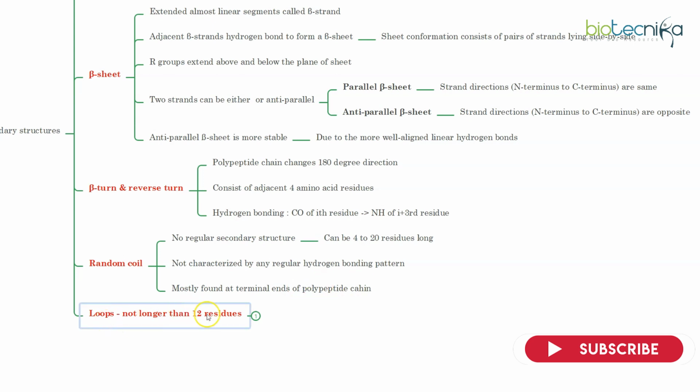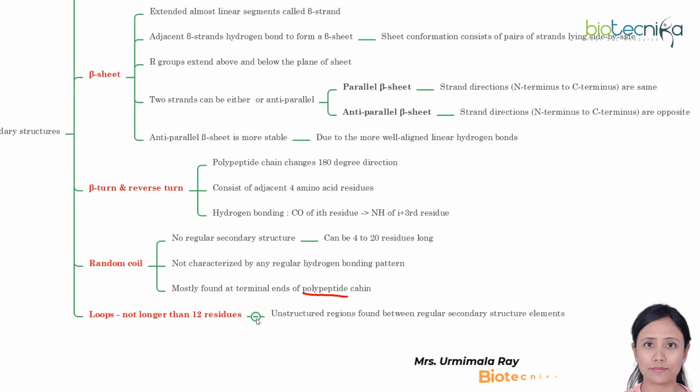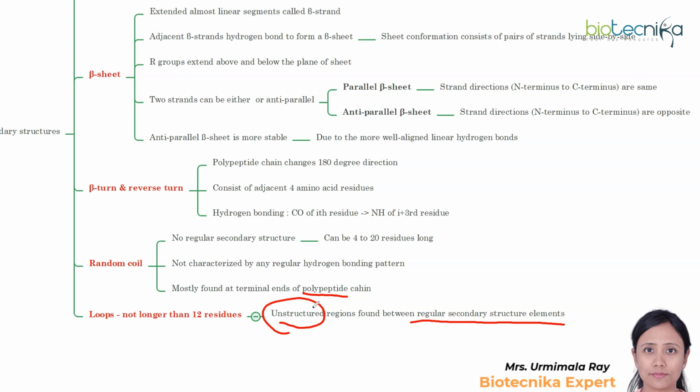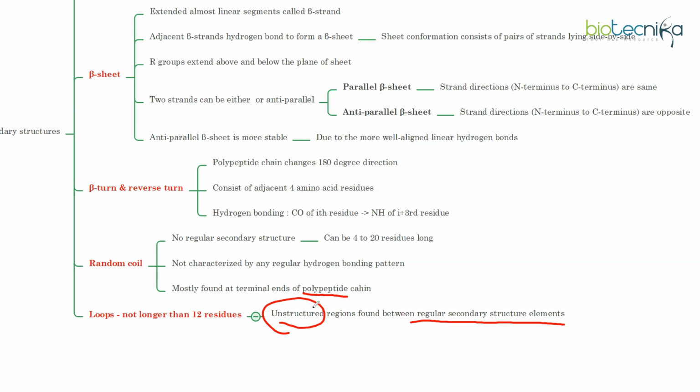Next are loops. Loops are not longer than 12 residues. These are unstructured regions found between the regular secondary structural elements. Unstructured means they don't have a particular defined structure. They keep on changing. They are dynamic just because they cannot take a fixed dimension of phi and psi. That's why these are present as unstructured areas.